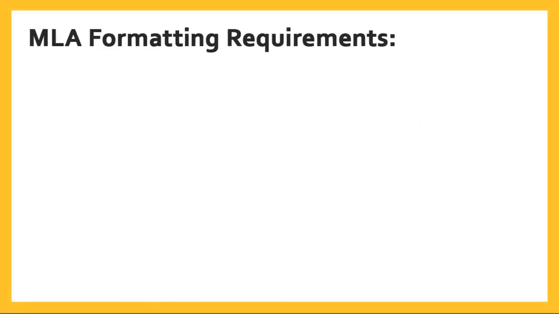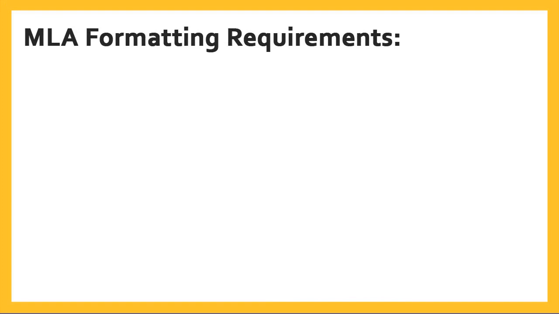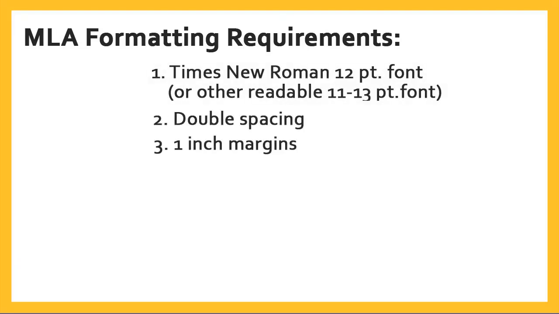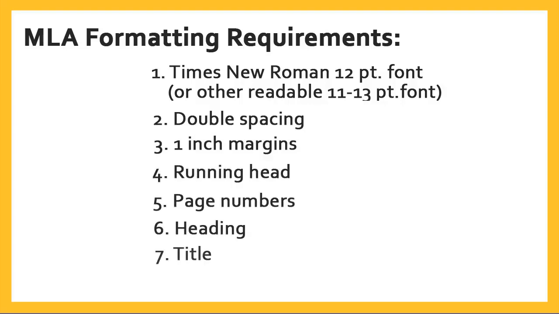You can save a lot of time by setting up your Word document in MLA format before you start writing. There are 8 things you need to set up from the start: Times New Roman 12-point font, double spacing, 1-inch margins, a running head, page numbers, heading, title, and a works cited page. We'll go through each step by step to make it easy.